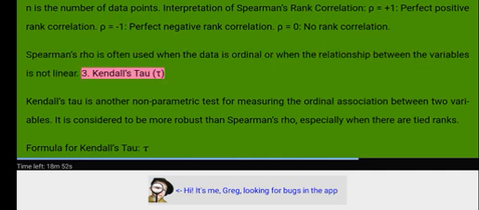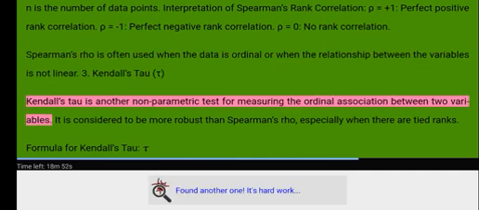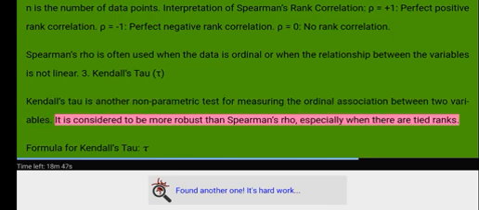3. Kendall's tau. Kendall's tau is another nonparametric test for measuring the ordinal association between two variables. It is considered to be more robust than Spearman's ρ, especially when there are tied ranks.